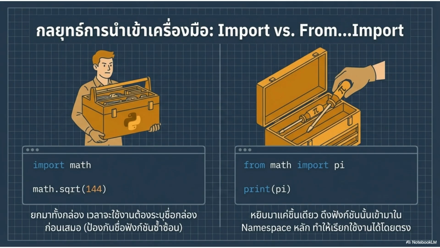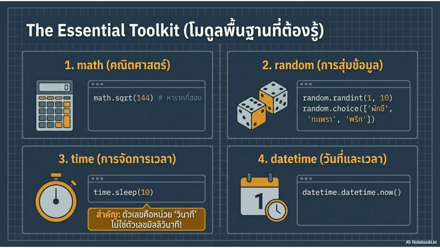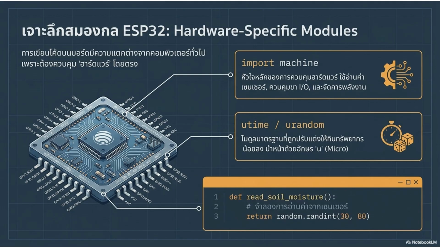Import math imports the entire module, requiring you to reference the module name, for example math.sqrt(144). From math import pi imports only a specific function or variable into the main namespace, allowing direct use like print(pi). The essential toolkit includes the math module for calculations, random for data randomization, time for time management such as time.sleep which uses seconds, and datetime for date and time functions.